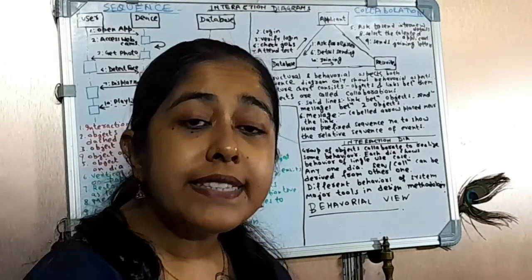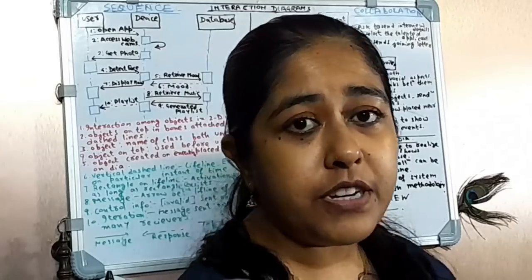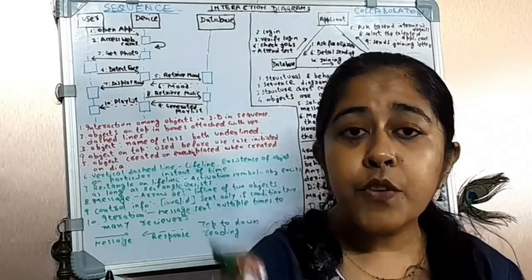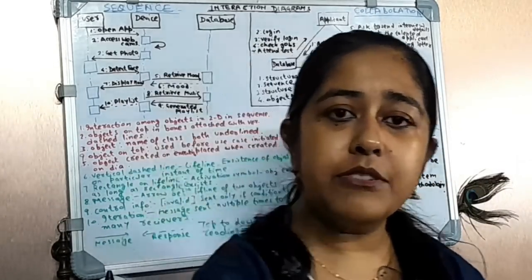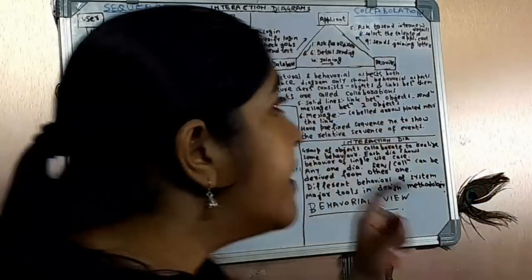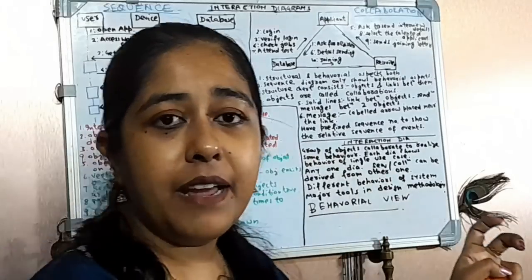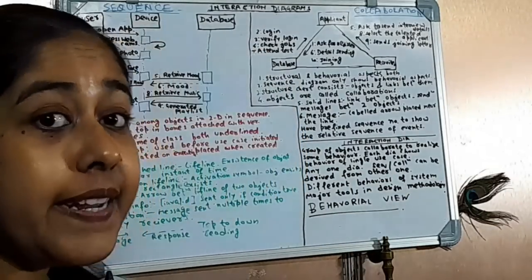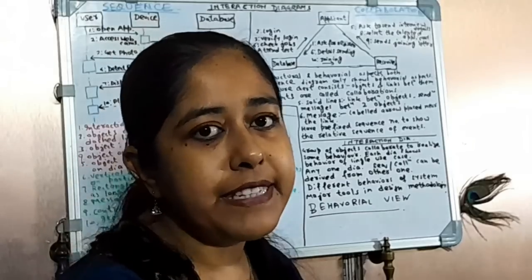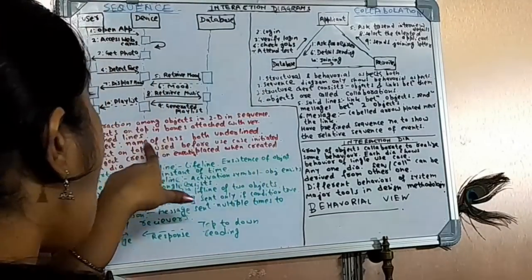That is, what is the interaction going on among different objects? We are going to describe that in a 2D, that is, a two-dimensional chart. So this is what is there in the sequence diagram. We describe the whole thing in a two-dimensional chart, but in sequence, that is, a step-by-step method.